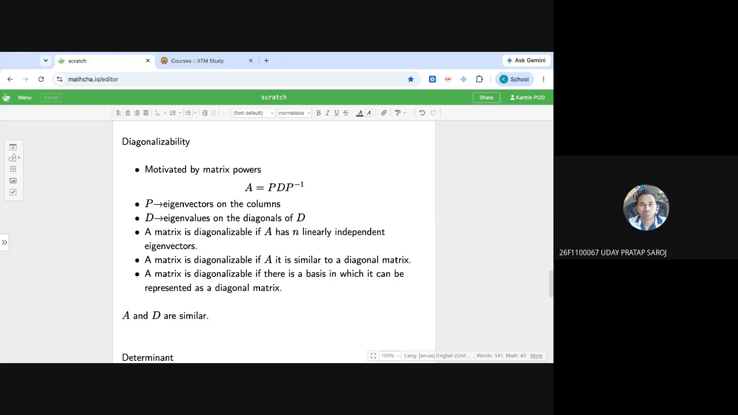If A and D are similar, they will have the same eigenvalues, right? And even the eigenvectors are probably related in some way, although not necessarily. The eigenvalues are certainly the same, identical.